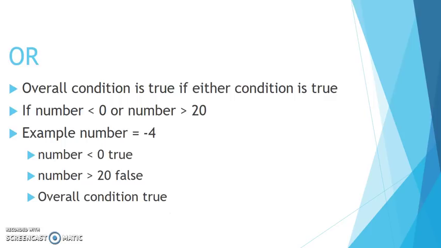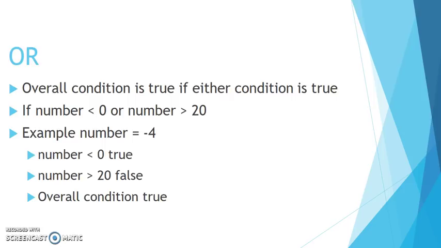So we'll move on now to the or condition. So here we've got the overall condition is true if either condition is true. So let's look at an example here. We've got if number is less than 0 or number is greater than 20. So our example here is that number is -4.